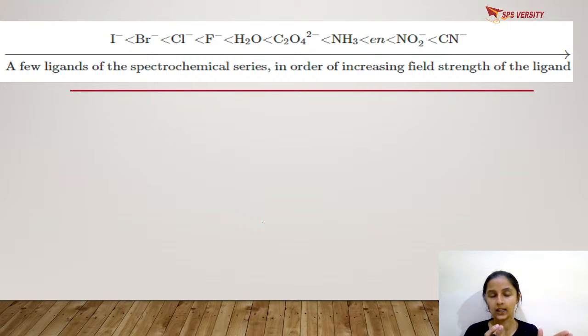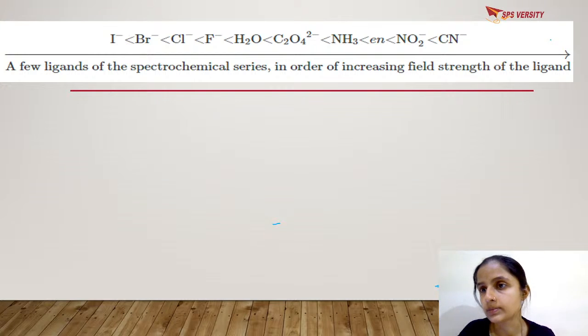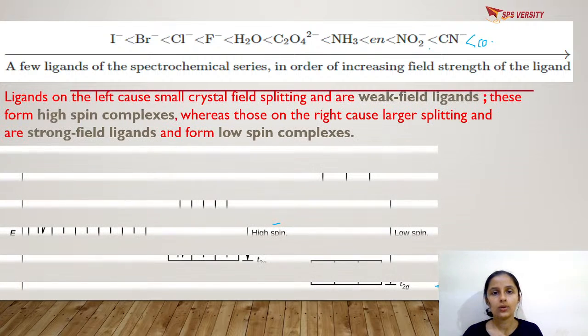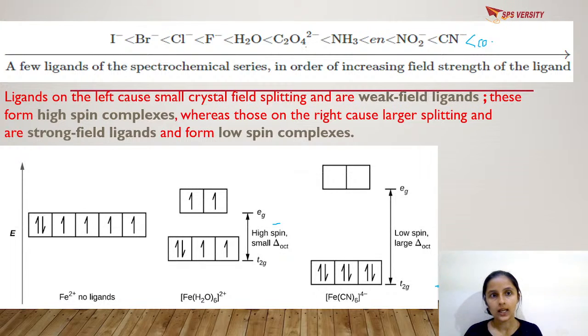If you see, the halogens come in the beginning, and then you have water, oxalate, ammonia, ethane-1,2-diamine, NO2 minus, CN minus, and at the end you have carbonyl as a ligand. This is how their strength is going to increase. The ones found at the right side have more ability to split the orbitals, whereas the groups or molecules found at the beginning of the spectrochemical series have less impact on splitting. That means they can't split the degenerate orbitals into two sets with a greater gap. So the ligands on the left, that's halogens, cause small crystal field splitting and are considered weak field ligands.